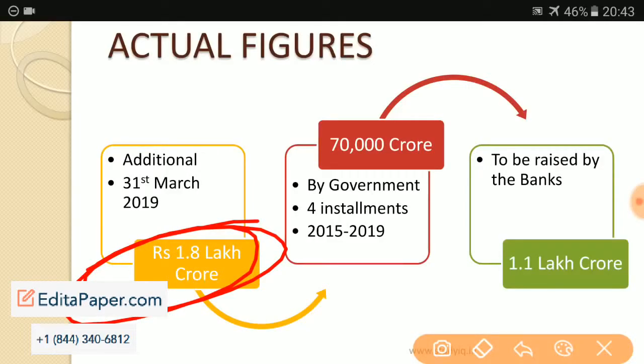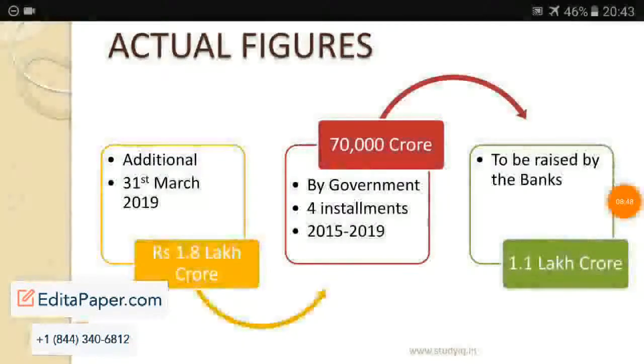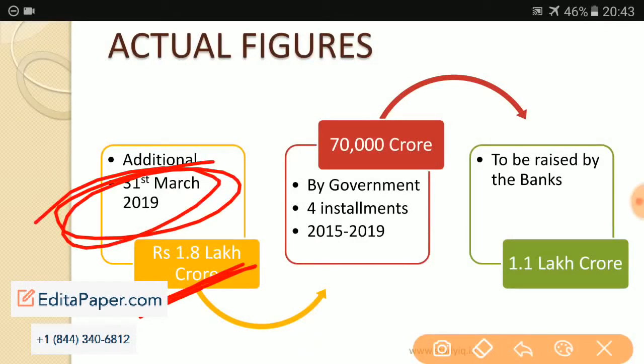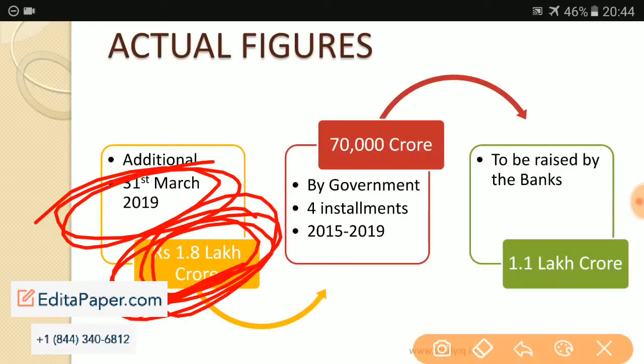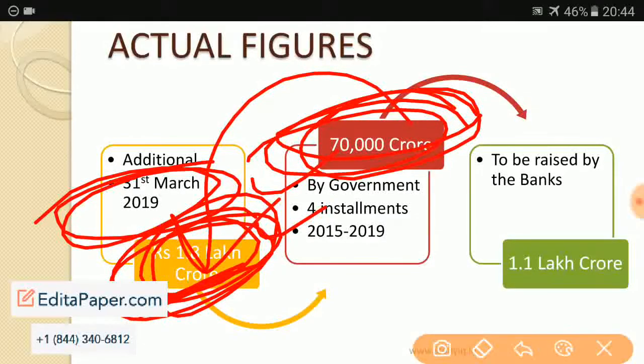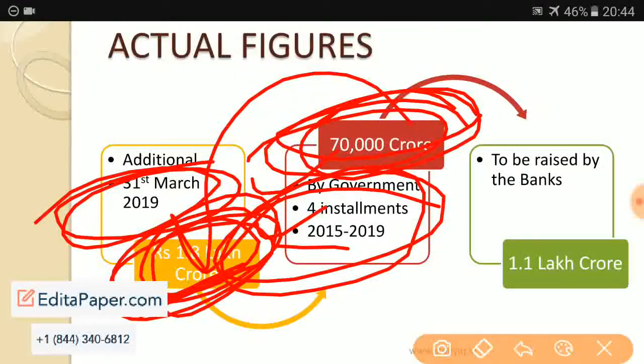That is, compared to whatever amount is there in our capital base, we are facing a shortfall of 1.8 lakh crores. We need to fill this gap of 1.8 lakh crore by 31st March 2019. Out of this shortfall of 1.8 lakh crore, the government has promised to give 70,000 crores in 4 installments. In the 2015 budget speech, Mr. Jaitley announced that 70,000 crore would be given, in 4 installments starting from 2015 till 2019.